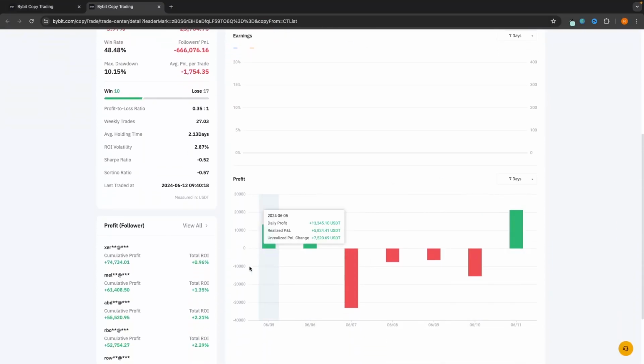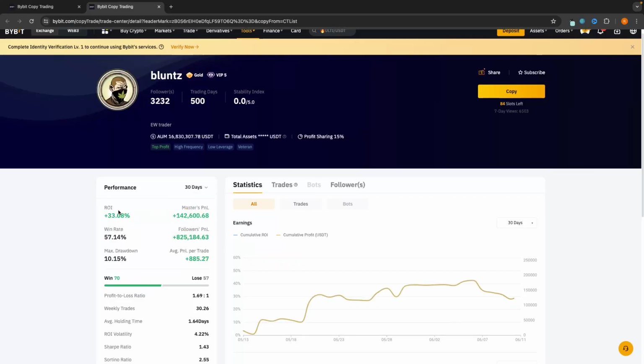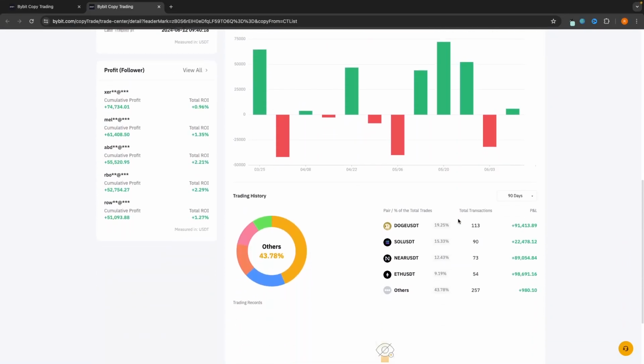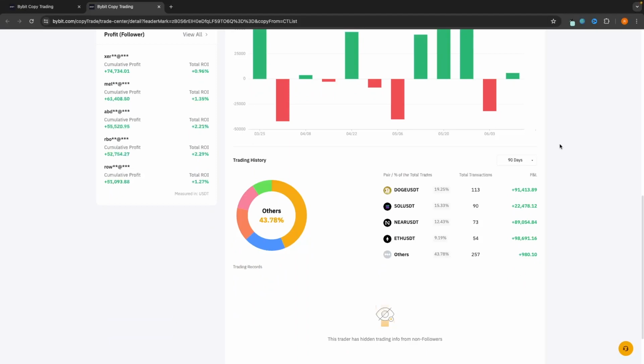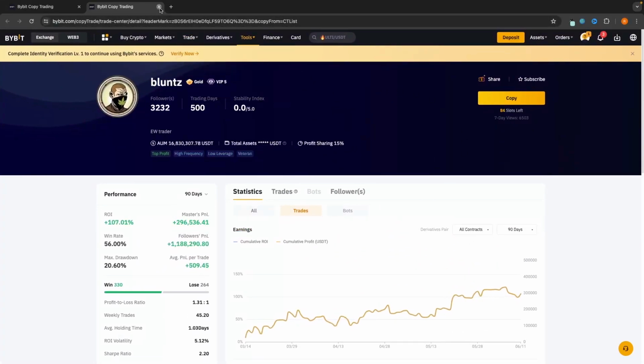Once again, we can see the profit that he has been making. So in the last 7 days, he has been down. He hasn't been doing very well at all over the last 7 days. But if we move this to the past 30 days, we can see we are green again. And 90 days, we are green once again. His followers over the last 90 days have made a cumulative $1 million. So this looks awesome. I also want to see what coins he is trading. So he is trading a lot of other coins right here. We have Dogecoin, Solana, Near, Ethereum, and others. So this is optional. I personally don't really like to follow people who trade a lot of cryptocurrencies, but aside from that, all of the other indicators are green flags.